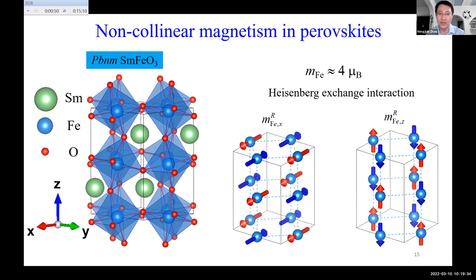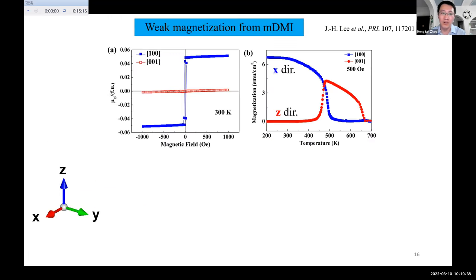Because of the antiparallel alignment of the moments on iron, typically we shouldn't expect any magnetism, let's say ferromagnetism, in this material. However, when people measured some magnetic properties of samarium ferrite, they observed a magnetic hysteresis loop. It indicates some weak ferromagnetism. The magnetic moment is about 0.05, typically 1% of normal ferromagnetic materials such as iron, cobalt and so on.